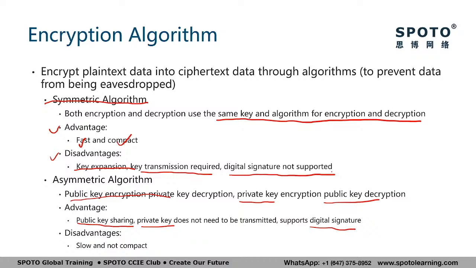The disadvantage is obvious as well, because we use a pair of keys, public and private, for encryption and decryption. That's why for this algorithm, the computing speed is a little bit slower than the symmetric algorithm. And it's not compact.